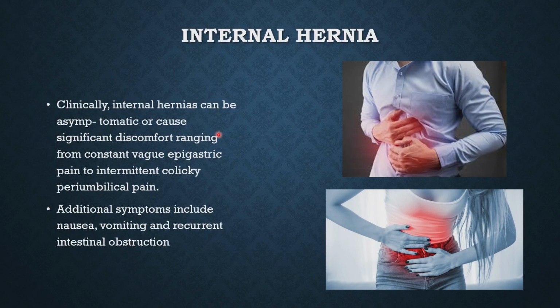Clinically, internal hernias can be asymptomatic or cause significant discomfort after the patient eats, ranging from constant epigastric pain to intermittent colicky periumbilical pain. The most common clinical features are dysphagia or abdominal pain after eating. Abdominal symptoms include nausea, vomiting, or recurrent intestinal obstruction. But most of the time, these are asymptomatic. Symptoms can vary widely in severity and duration, and can be really intense pain, depending on whether the bowel is suffering or not.